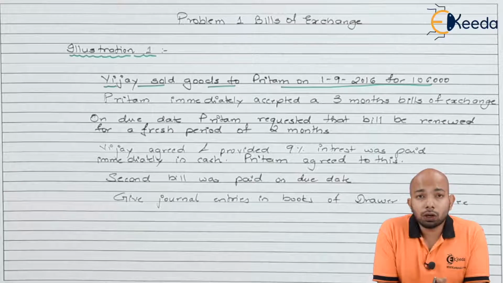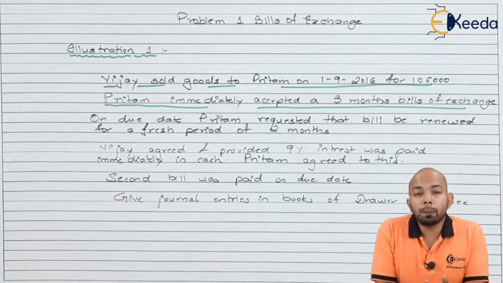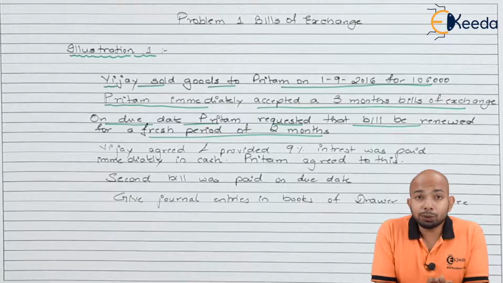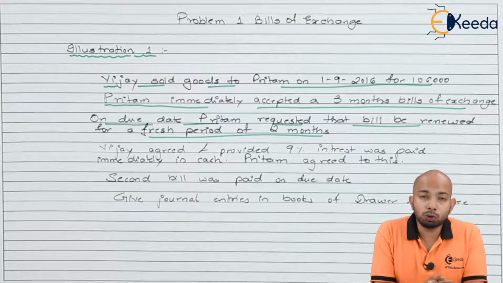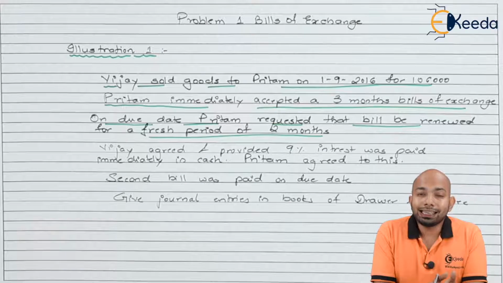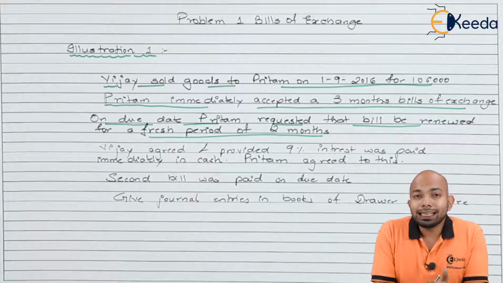On 1st of September 2016, Vijay sold goods to Preetham for 1,06,000. Preetham immediately accepted a bill for 3 months, that is, a 3 months bill of exchange. On the due date, Preetham requested Vijay to renew a fresh bill for a period of 2 months. That means on the due date he wasn't able to pay, and hence he requested Vijay to make a fresh bill for the next 2 months. And Vijay immediately agreed to it.